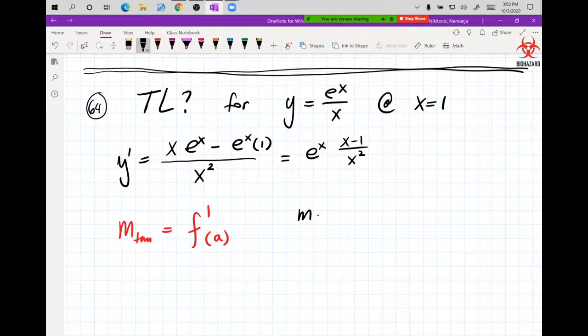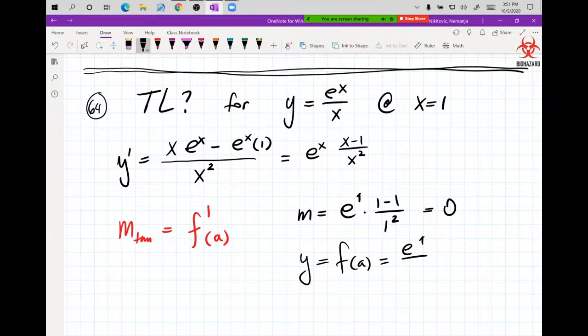So slope for my problem is e to the 1 times 1 minus 1 over 1 squared, which is a big fat 0. Because e to the 1 is e, and then 1 minus 1 is 0, divided by 1 is still 0, e times 0 is 0. So the slope is just 0. And then we compute our y. That's just going to be f of a, which is f of 1, so e to the 1 divided by 1, and that's just e.